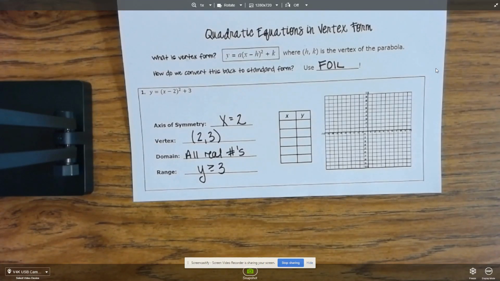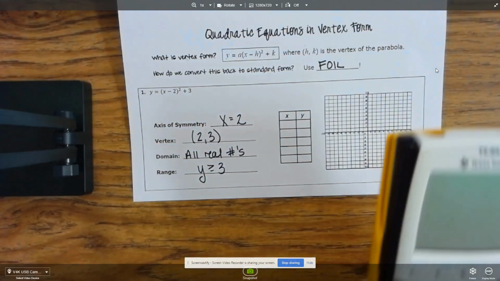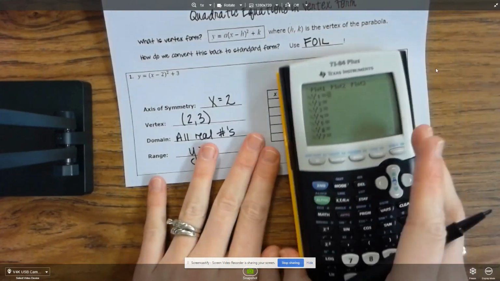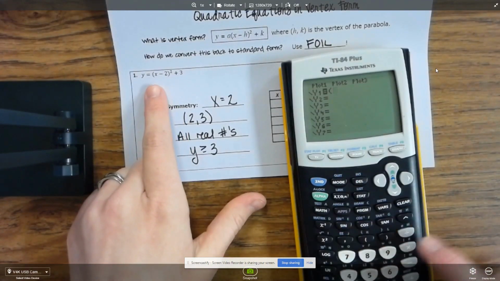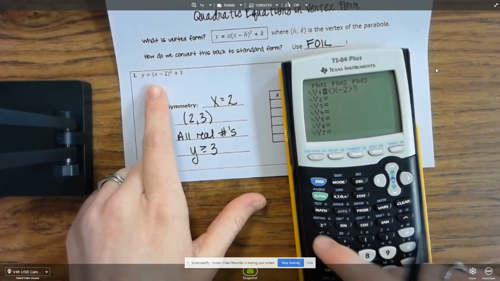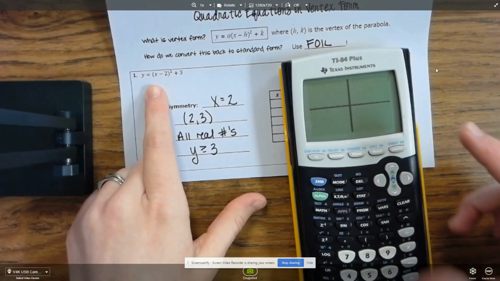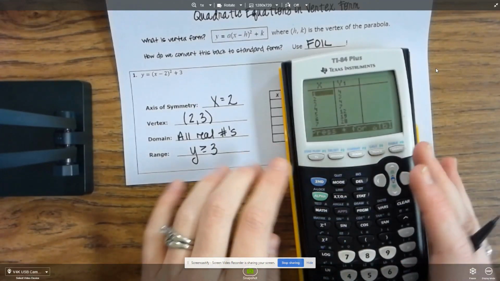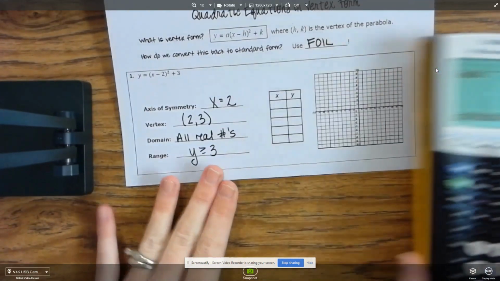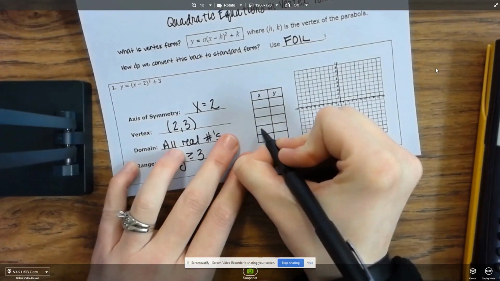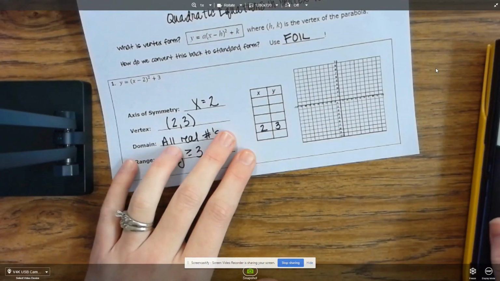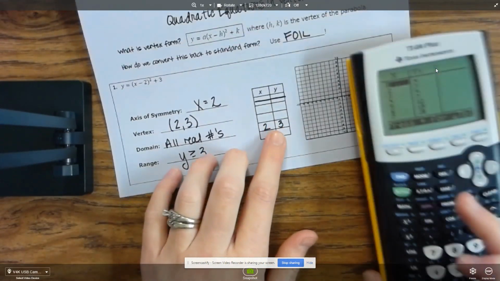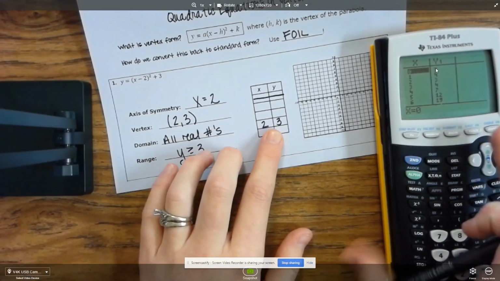And so you can type this in your calculator to get your table. So we would do (x minus 2) squared plus 3. And you can graph it so you can get an idea of what it would look like. And then you can also go to your table so you can fill in your table. I always put the vertex as, oh, that should have gone up one. So we'll make a row as the middle point in the table, and then I kind of go up from there.